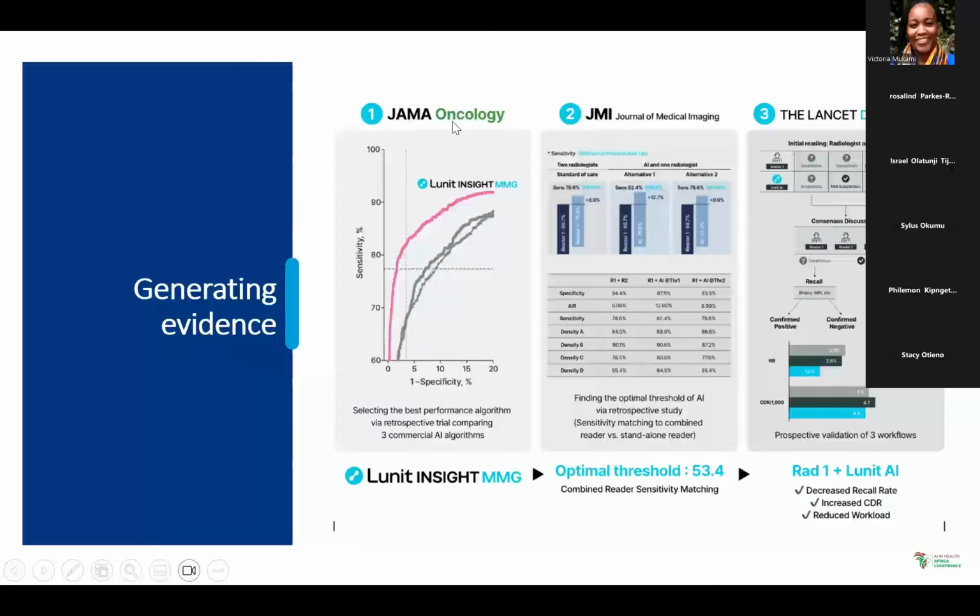And that was their first paper. They got a paper in a really good journal called JAMA Oncology. There will be a link to all of these papers if you want to read about them later. And so that was about selecting the best algorithm, getting the best model working, and then comparing it to what was already out there and saying ours is better than everybody else's.